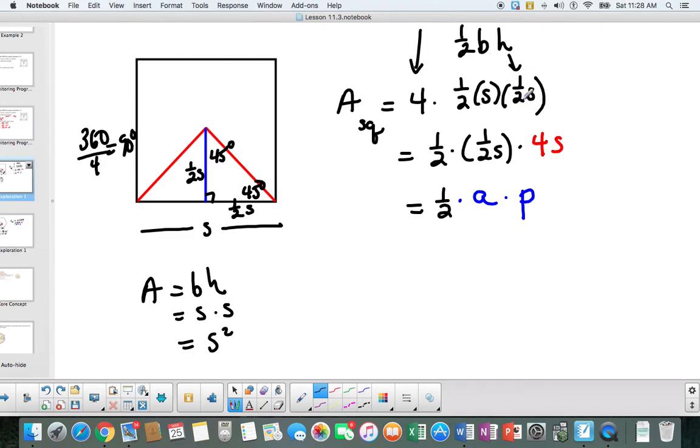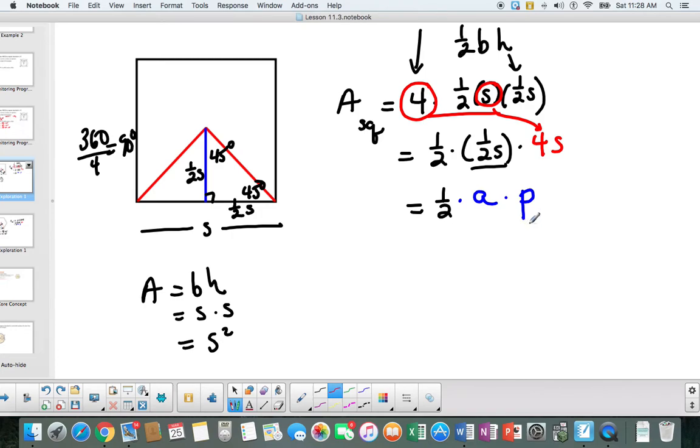Now I'm going to rearrange things. I'm going to bring the 1/2 to the front here, and I'm going to leave this 1/2 S alone, and I'm going to take the 4 and this S and put them together over here. The reason I'm doing this is because I want you to see what I have now. I have a half, and this part right here, the 1/2 S, is called the apothem. It's the height of this isosceles triangle. And 4S, if you have S, S, S, and S, that's the same thing as a perimeter.